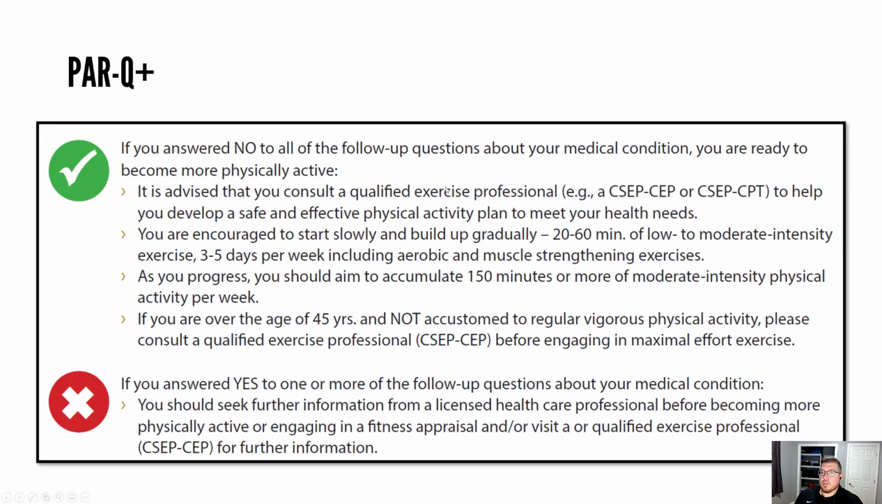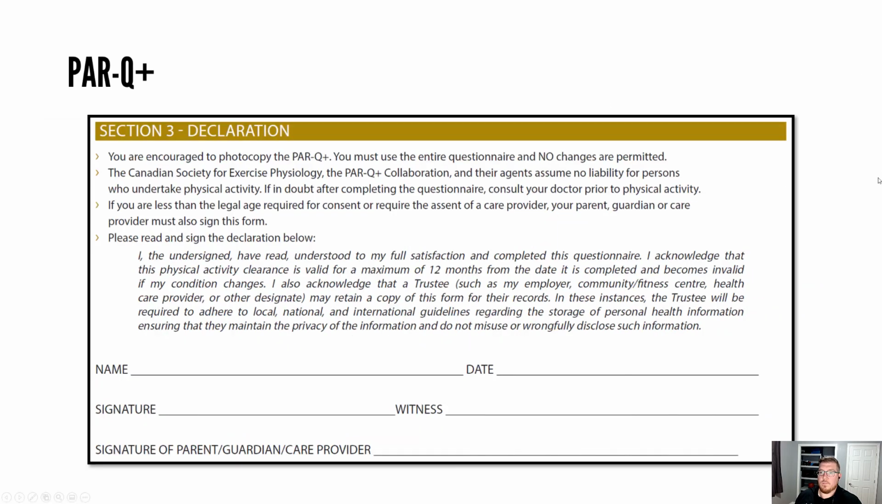If the individual answered no to all of the follow-up questions, they're ready to participate and become more physically active. If they answered yes to one or more of the follow-up questions, they should seek further information with a licensed healthcare professional before training with you. Finally, they would sign, date the form, and then they would have a witness. If the individual is underage, they would have a signature of a parent or guardian.